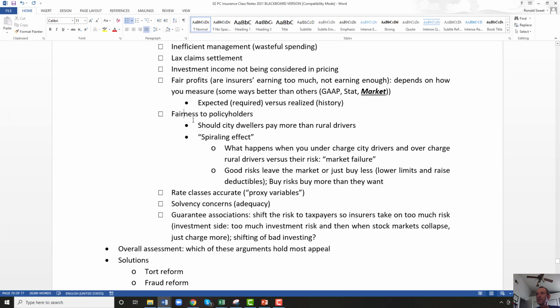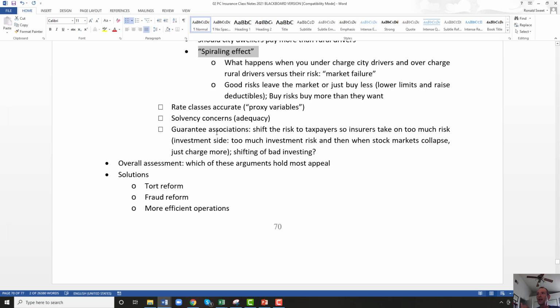Fairness to policyholders. Should city dwellers pay more than rural drivers? I would say yes, because it's more dangerous. If you don't do that, you have the spiraling effect. We talked about that with credit scores. If you don't allow companies to charge city drivers more than rural drivers, then city drivers will buy too much insurance. Rural drivers will buy less insurance. That's going to make it even more expensive, so companies will have to increase their rates, and rural drivers will buy less, city will buy more, and you'll end up with the only people buying insurance are the city drivers, and they're going to end up paying the same that they would have paid before. So, we talked about that.